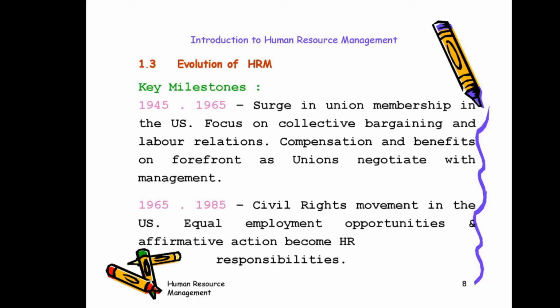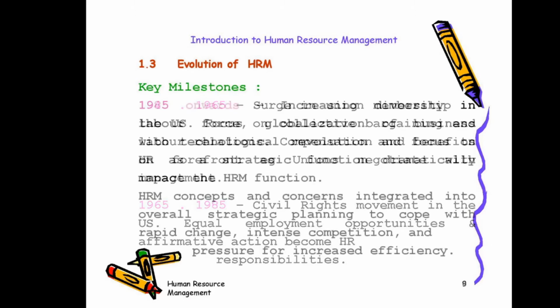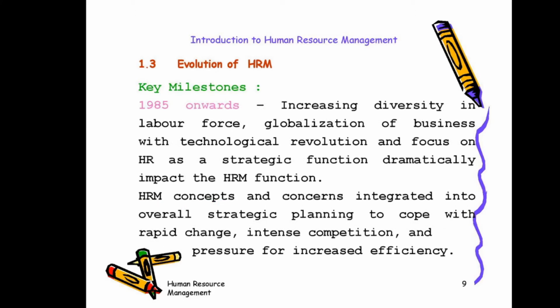From 1965 to 1985 they were talking about equal employment opportunities, and equal employment opportunities and affirmative action became HR responsibilities. With the civil rights movement, they talked about everybody getting equal rights and equal employment opportunities, and being affirmative. That was the main responsibility of HR from 1965 to 1985. From 1985 onwards, we have an increase in diversity in the labor force, globalization of business, and the technological revolution with its focus on HR. These are all the things after 1985.